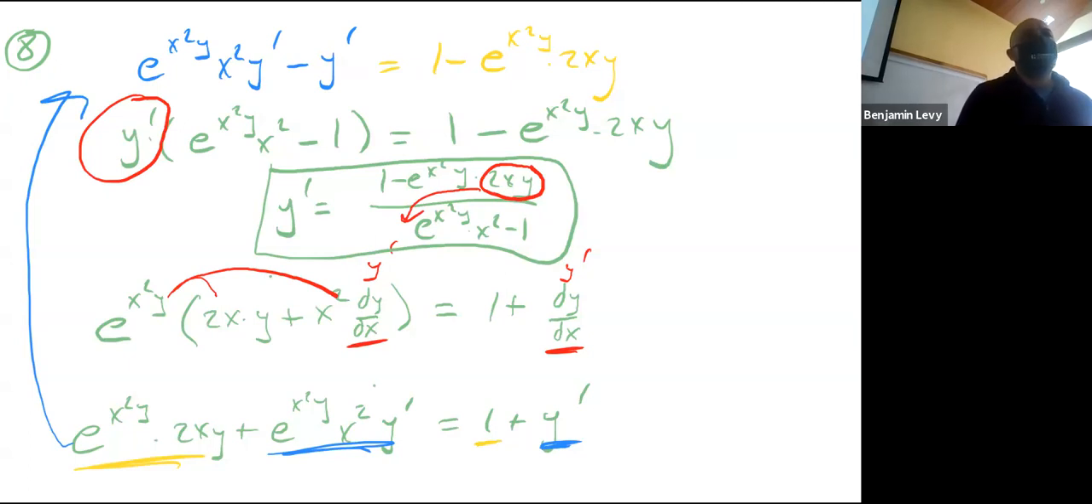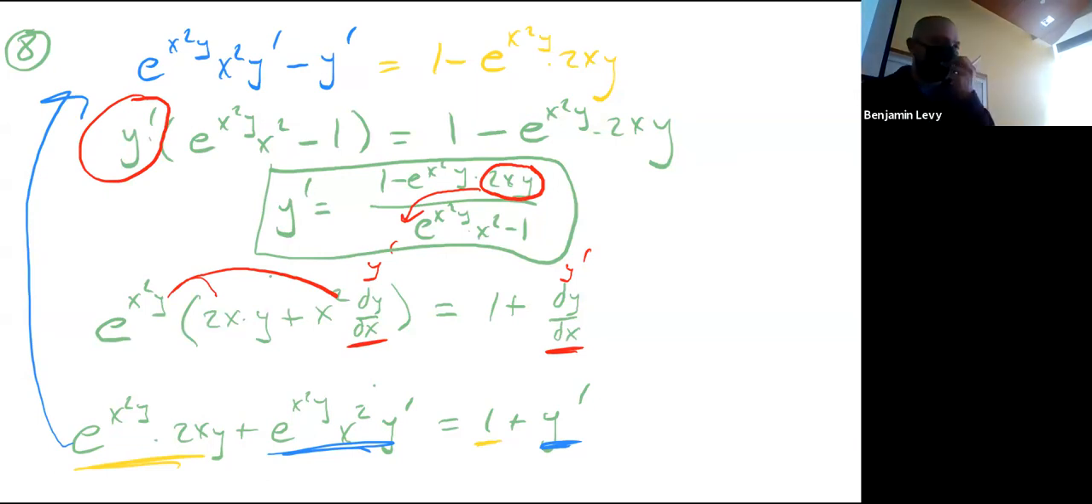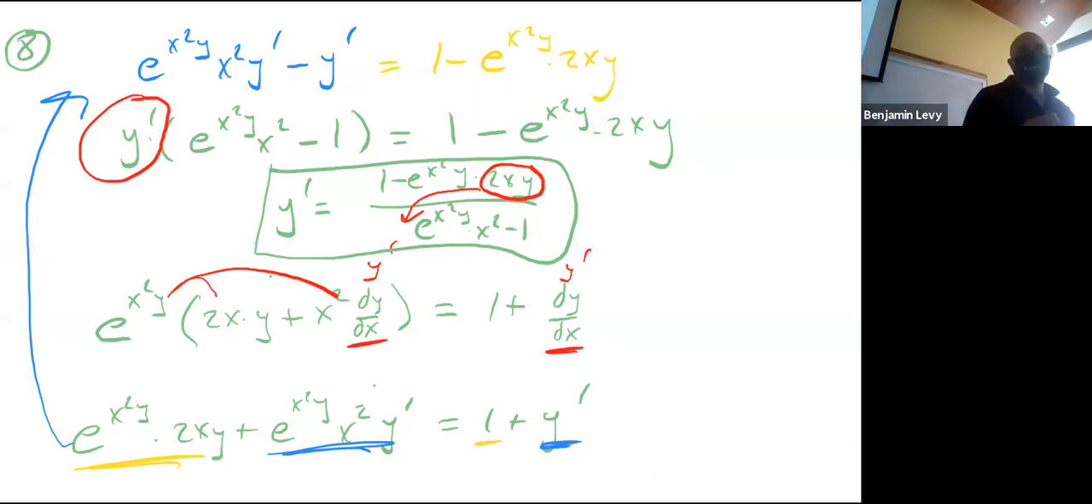Other sort of homework questions. That one was definitely a little bit of a tricky one. I'm going to ask you a couple implicit differentiation questions on the quiz this afternoon, but they're going to be more straightforward than this one. They're going to be what I would consider more basic type questions. Sure, let's take a look at that one.